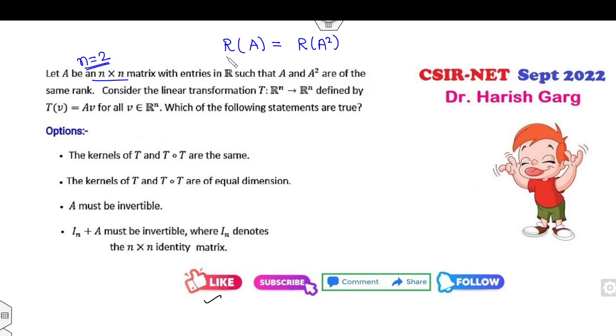If both have the same rank, that means the nullity of A and the nullity of A square are also the same. Consider the transformation from R2 to R2 defined by T of V is AV. Then the kernel of T, that is A, you can define in terms of the nullity, that is the dimension of the nullity.